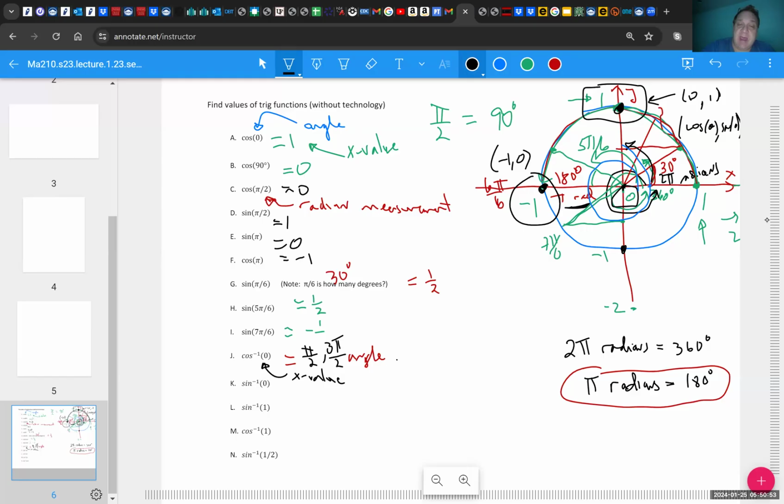That also has an x value of 0 because 5 pi over 2 ends up exactly right here. I go all around and here, and that ends up being where 5 pi over 2 is, and the x value at 5 pi over 2 is still 0. And there's many, many more.